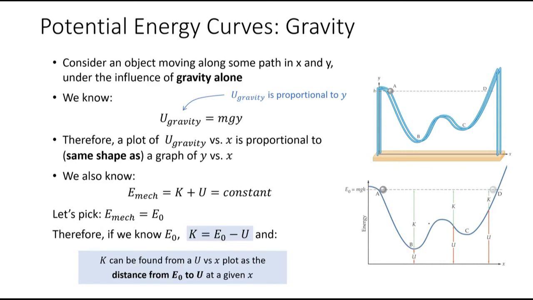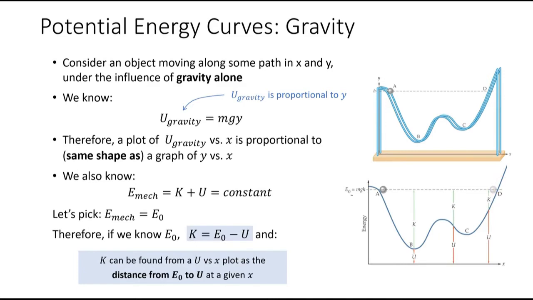Okay, and so this can be really useful. It also tells us something about where the ball can go. Because remember, the total mechanical energy is going to be constant. Kinetic energy can't be negative. And so what that means is that the total energy can never go above this horizontal dashed line here. And so really the potential energy can never go above that line, right? Because kinetic energy can't be negative. And so the total energy is bound by this horizontal line.